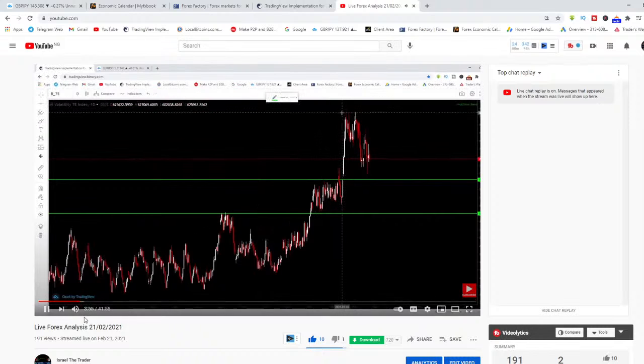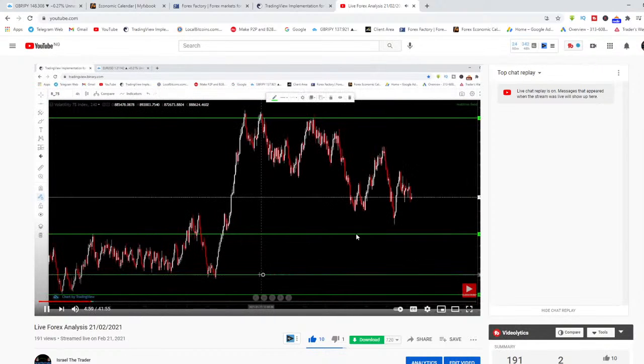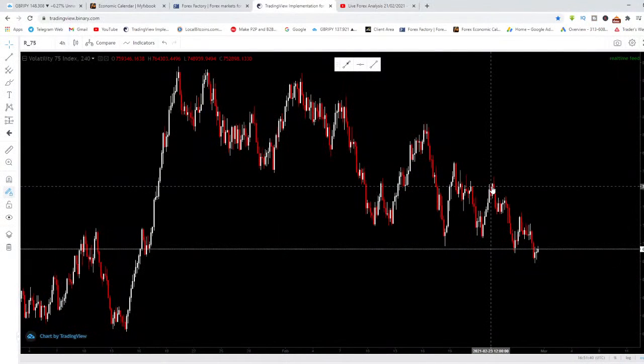This was volatility 75, around this zone. So are you guys seeing it now? This was where I analyzed volatility 75 last week. So you see where the market is right now? Hopefully you can see my screen, right? So this is where the market was, and let me go back down to volatility 75. So yeah, it was around here, guys.